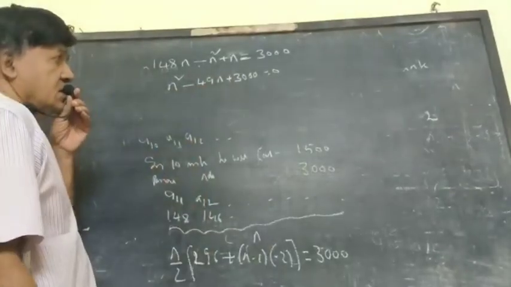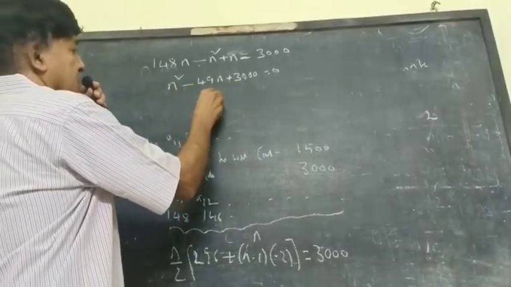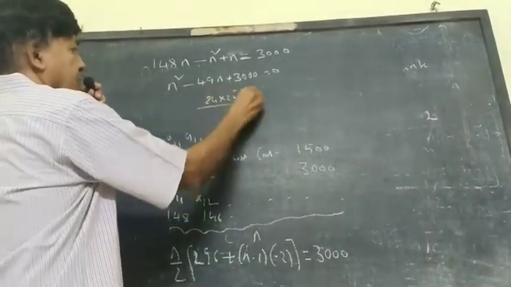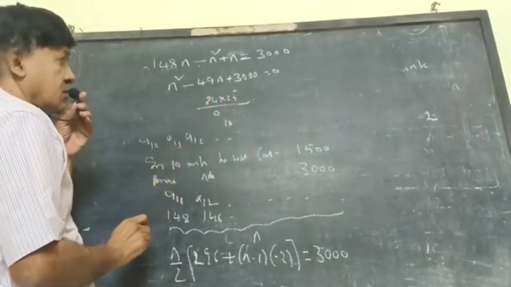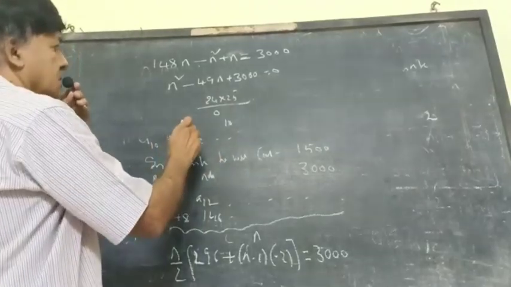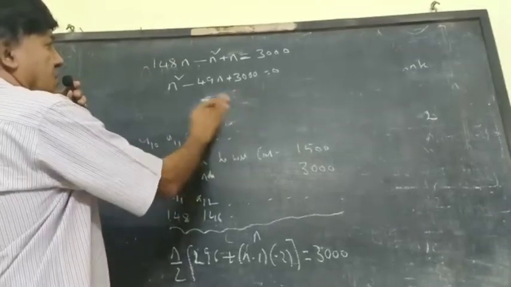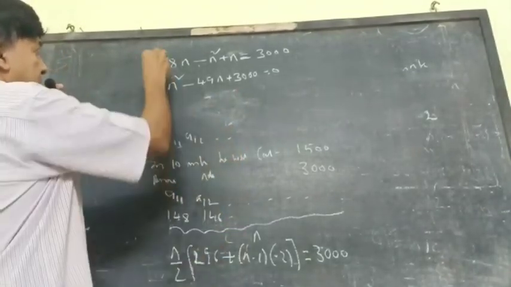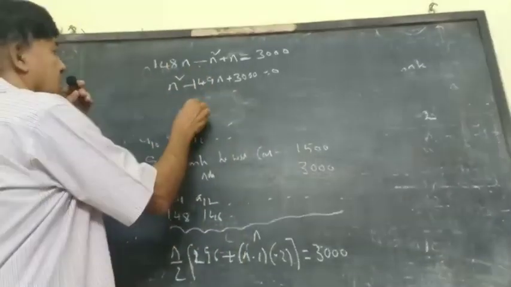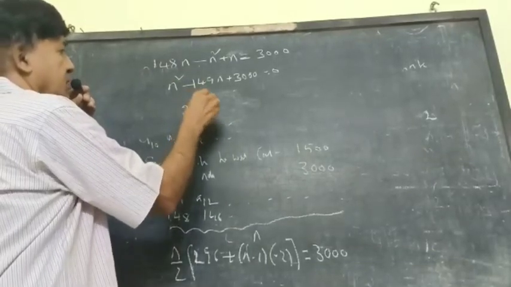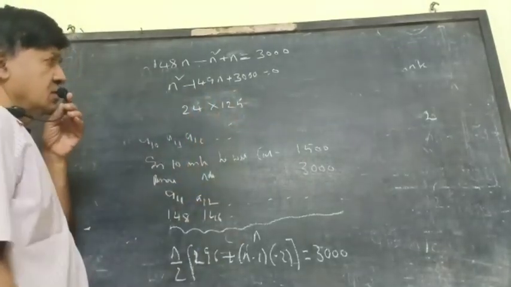You factorize 3,000 in such a way that the sum is 49. I think 24 into 25. 25 into 4 is 100. 25 into 2... 25 into 4 is 150. No. N square is 148n, 149, right. So 24 into 125.